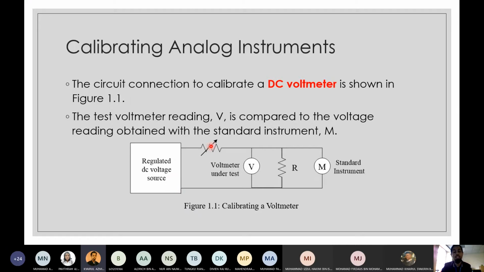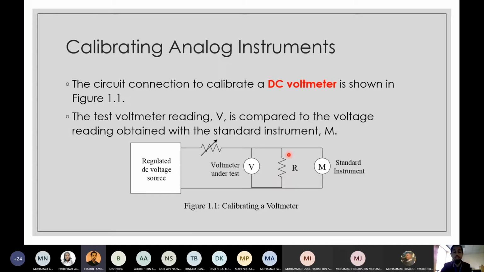And then we have a variable resistor to control the magnitude of current that is passing through from the voltage source. And we can use this basic circuit to calibrate our voltmeter by placing the voltmeter in parallel.